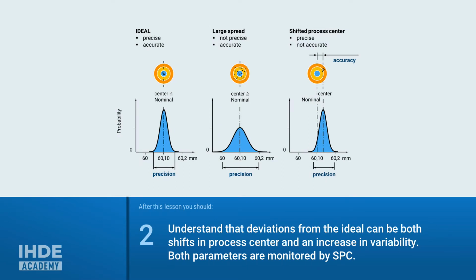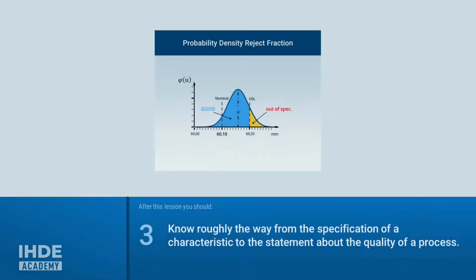Furthermore, you should know that processes have a process center or process mean and are subject to variance. You will learn the relevant definitions and understand in general terms how changes in these parameters can have a negative impact on the product. You will also get to know a procedure which is used to make a quality statement about a process.